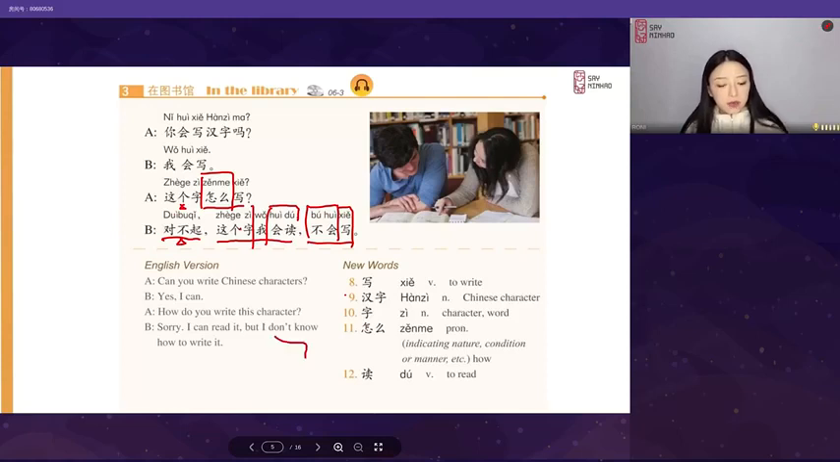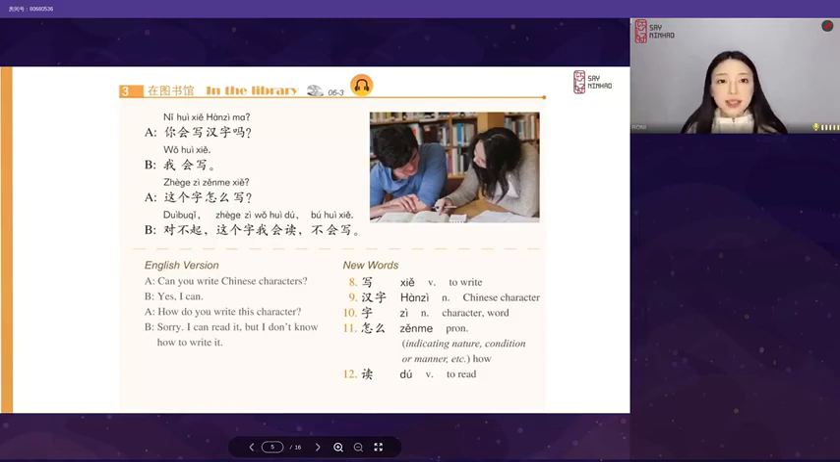Okay, now let's try to read it from the start. 3, 2, 1. 你会写汉字吗? 我会写. 这个字怎么写? 对不起, 这个字我会读. 不会写.